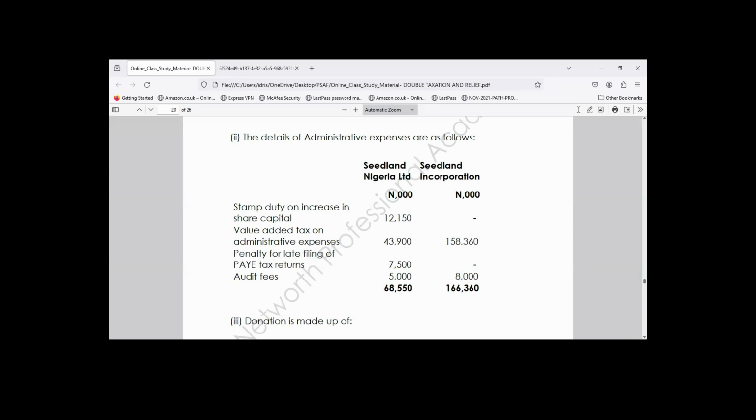Penalty for late filing of PAYE tax returns is disallowed, correct? Yes, sir. When you pay a penalty for late filing of return, you disallow. Secondly, stamp duty is disallowed. Stamp duty is just like a tax. You don't add tax as an expense. You increase your share capital, you now pay stamp duty on it. When you pay any tax on share capital, you disallow it. It is supposed to be added to the cost of the capital, part of the share capital.